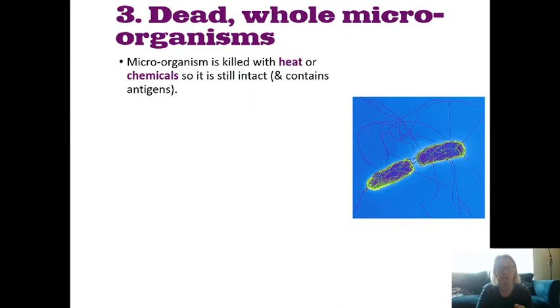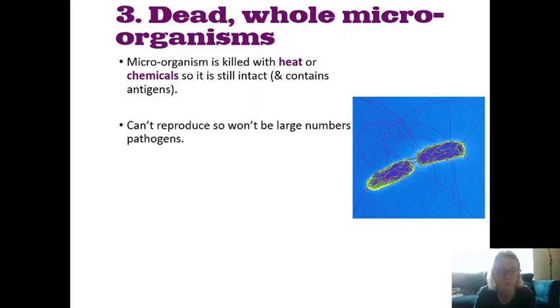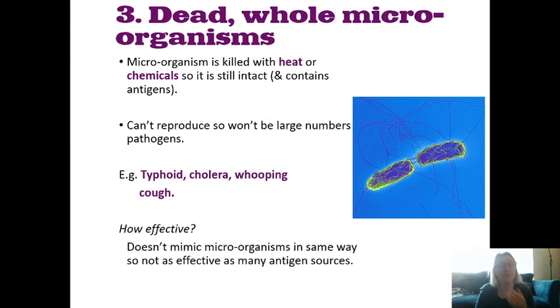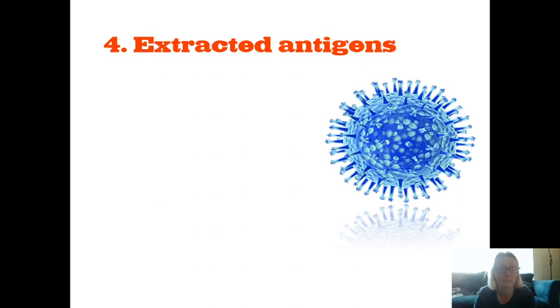So we can trigger the response to antigens. We just won't be producing the same antitoxin that we would do if the toxins were being produced as well. Examples for that one are typhoid, cholera and whooping cough. Again, it doesn't mimic the microorganisms in the same way, so it's not as effective as other antigenic sources.